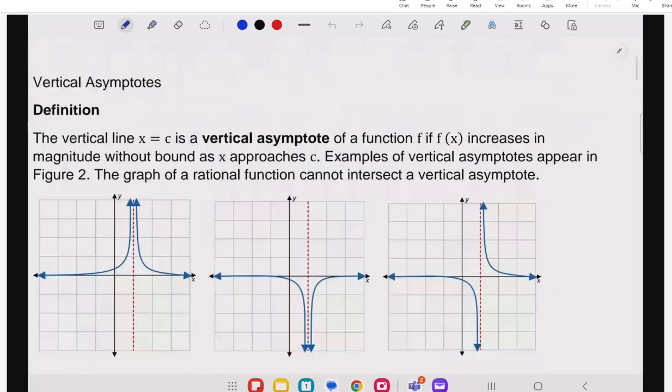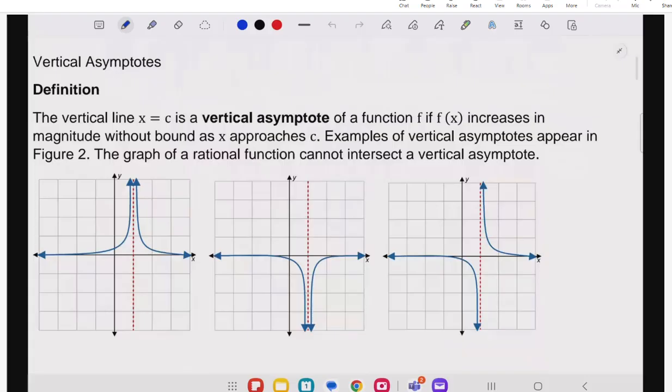Alright, so vertical asymptotes. The vertical line x equals c is a vertical asymptote of a function f if f of x increases in magnitude without bound as x approaches c. Examples of vertical asymptotes appear in figure 2. The graph of the rational function cannot intersect at the vertical asymptote. So these are the three different ways that you can see a vertical asymptote.